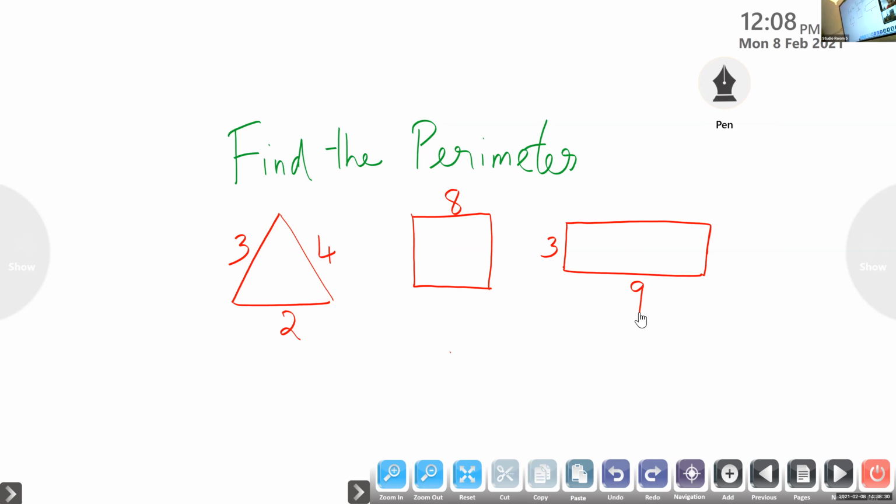Find the perimeter of the triangle, square, and rectangle. Perimeter P is equal to... Yes, Fia? Say the perimeter of the triangle.